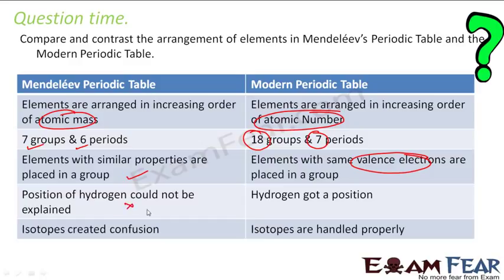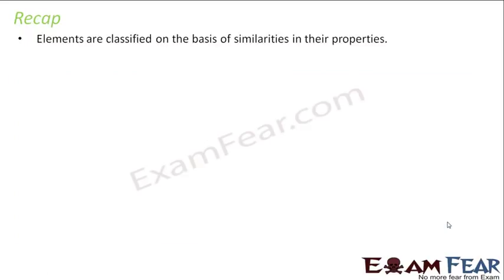The position of hydrogen could not be explained in Mendeleev's table. In the modern table, the position of hydrogen is explained. There is isotope confusion in Mendeleev's table. There is no confusion of isotopes in the modern table. That's the difference. Let's do a recap.